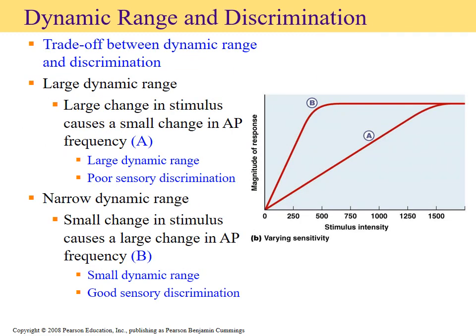Another thing that we can talk about, and I slightly mentioned this before when I was chit-chatting about the receptive field, is that we can have a large versus a narrow dynamic range. This is basically going to look at whether you are able to discriminate between large changes in stimuli or small changes in stimuli. If you have a large dynamic range, I want you to think of that as having a large receptive field.